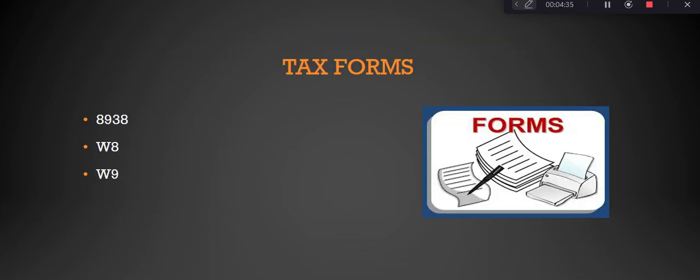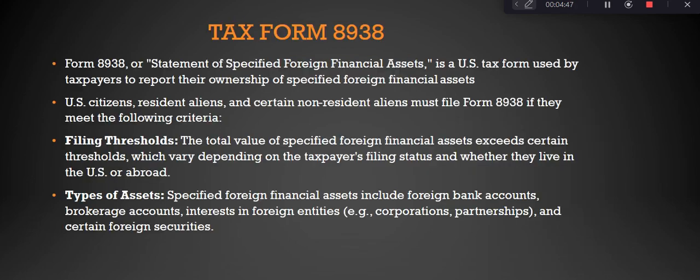So let's see the next section. How does FATCA ensure that this information is coming to the IRS or the US authorities? They are using tax forms. So we have basically three tax forms: 8938, W8 and W9. Let's quickly go through it.